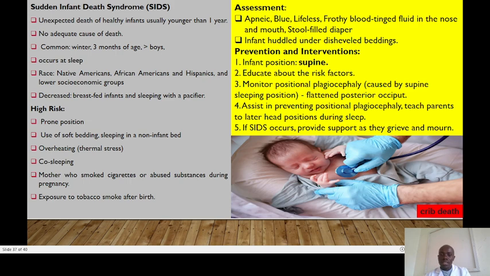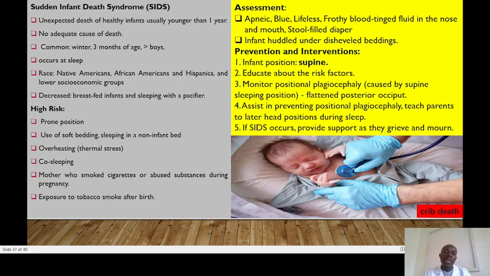There's a higher risk when your child is in prone position. They use soft bedding and sleeping in a non-infant bed, or overheating, the thermal stress, or you're co-sleeping with the infant, or the mother has been smoking cigarettes or abused drugs during pregnancy, and exposure to tobacco smoke after birth. All this increases the risk for SIDS, sudden infant death.